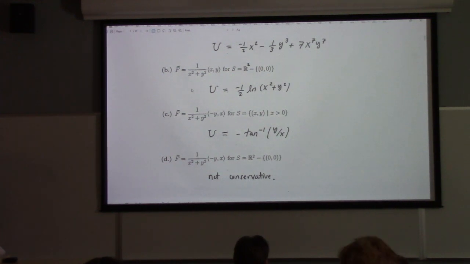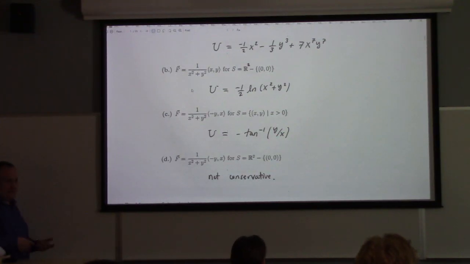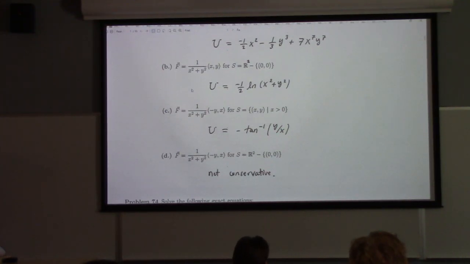That one's not conservative, even though it's the same formula, right? Same formula, but the difference is domain, right? This is the half plane. And on the half plane, you do indeed have an inverse tangent y over x, which differentiates to give back that. The thing is, I can't define an angle function on the totality of the punctured plane.